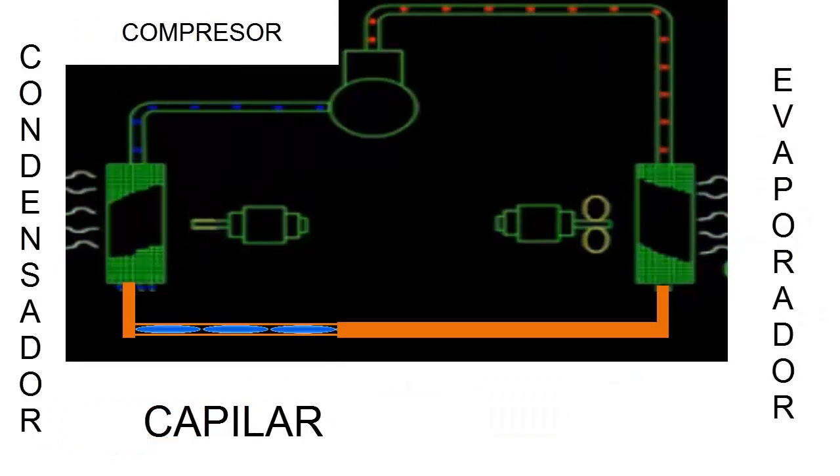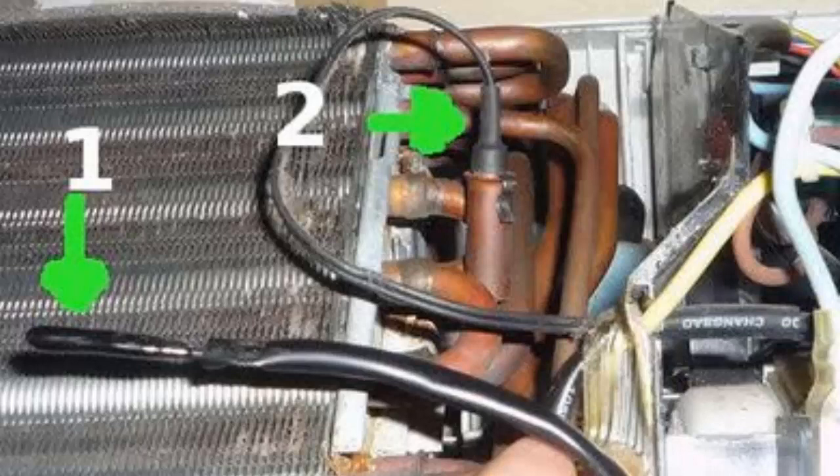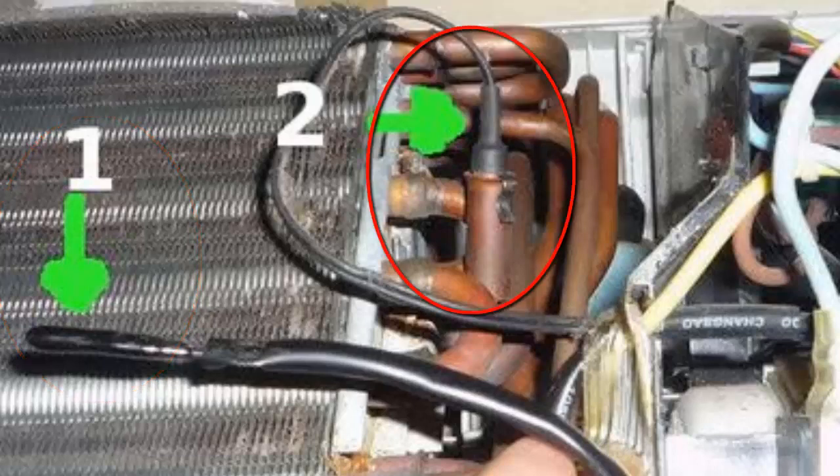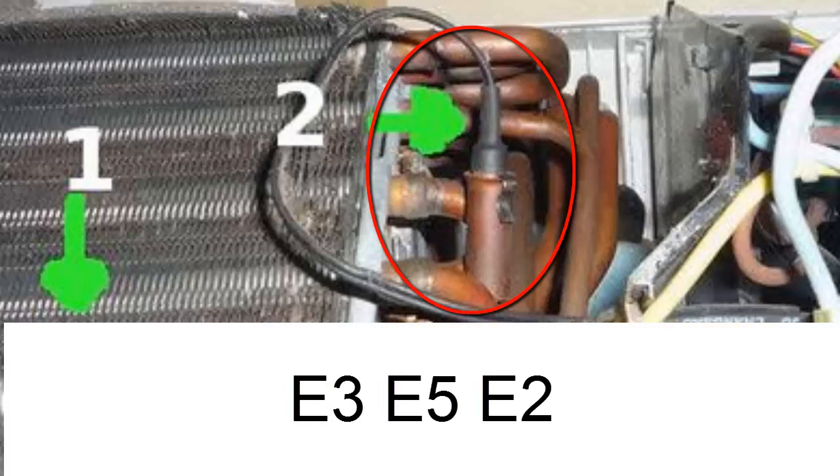Now, when we talk about the types of sensors, we are going to find the local temperature sensor. It measures the temperature of the air returned to average the temperature of the enclosure that we are air conditioning. When there are problems with this sensor, you will mostly find the failure codes E4, E2, and E1. We can also have the well sensor that we mentioned earlier, which is responsible for verifying that there is no freezing. When there are problems with this sensor, we will find the codes E3, E5, and E2.